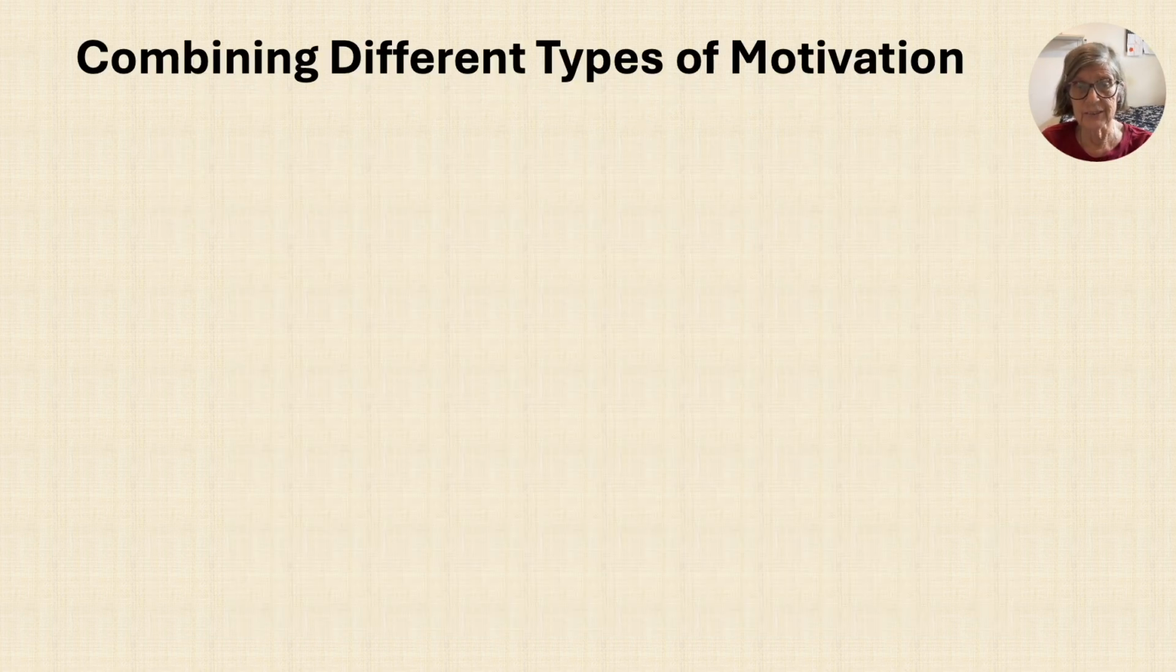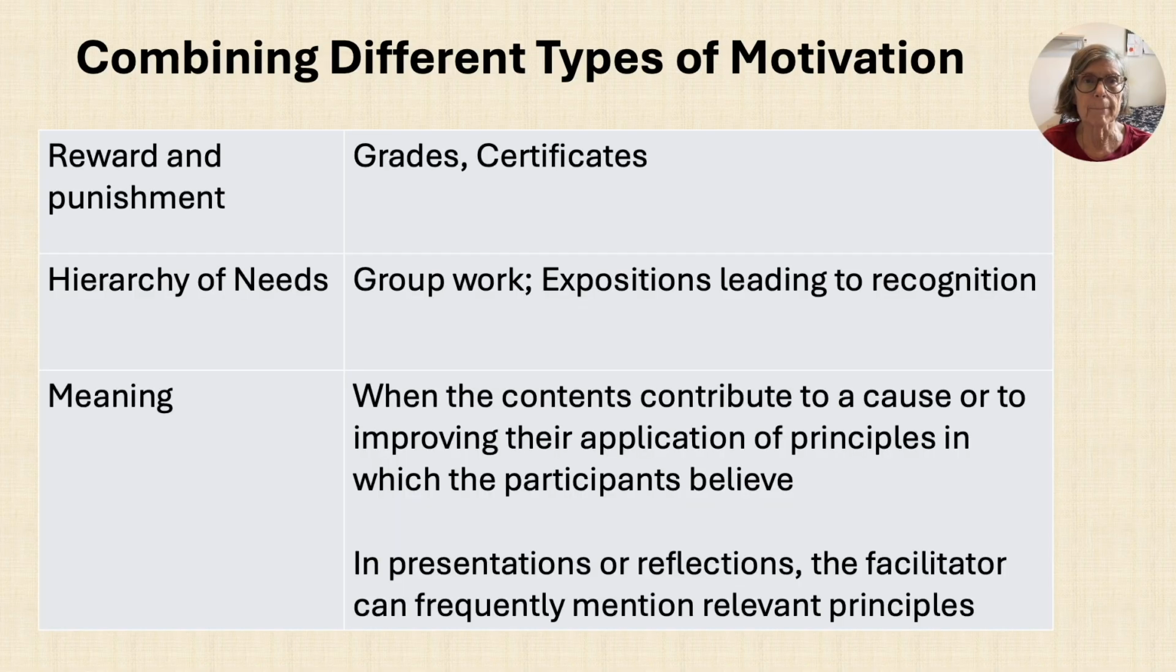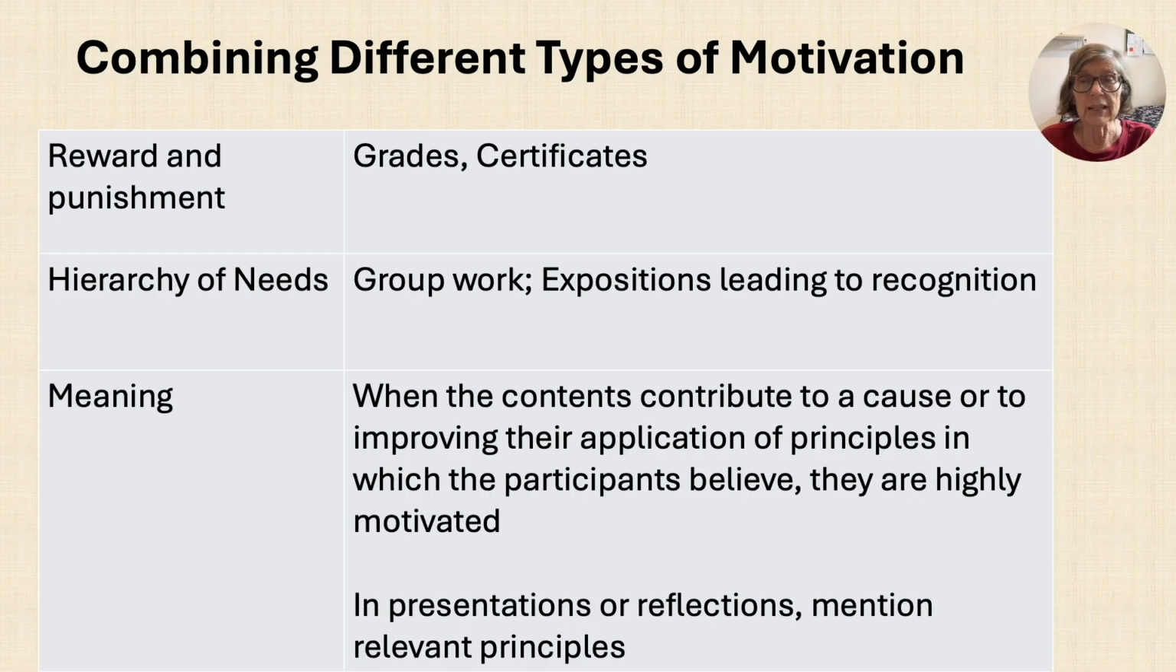In education or training, we can combine these different types of motivation. We don't have to only use one type of motivation. With regards to reward and punishment, we can use grades or certificates. This will motivate some participants more than others. Thinking of the hierarchy of needs, we can use group work, including expositions that lead to recognition. However, we need to be careful to do this in a way that does not encourage competition so that one group tries to be better than another.